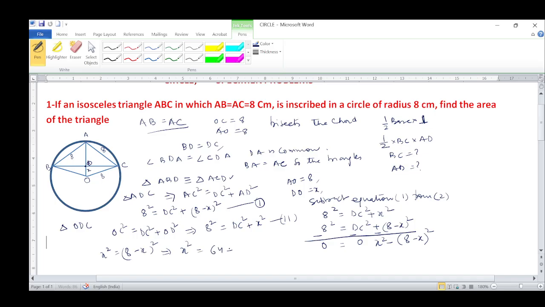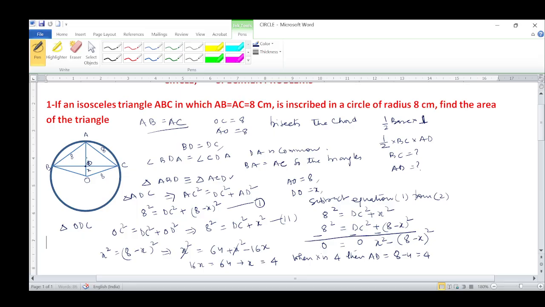Open this, x square is equal to 64 minus 16x plus x square. I am just opening it. This x square cancels out. So 16x is equal to 64, which indicates x is equal to 4. So when x is equal to 4, then AD is equal to 8 minus 4, which is again 4.